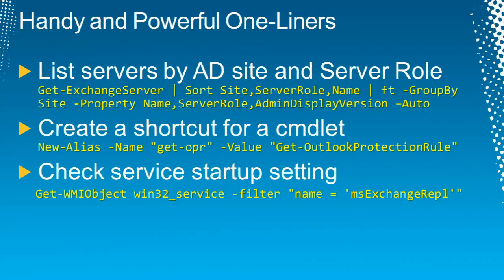If you want to create an alias for a shortcut, start with New-Alias, give it a name, in this case like get-opr. So now instead of having to type Get-OutlookProtectionRule every time I want to run that cmdlet, I can just type get-opr, and the system, because I've defined it as an alias, now knows I mean to use that cmdlet instead. And aliases can be temporary.